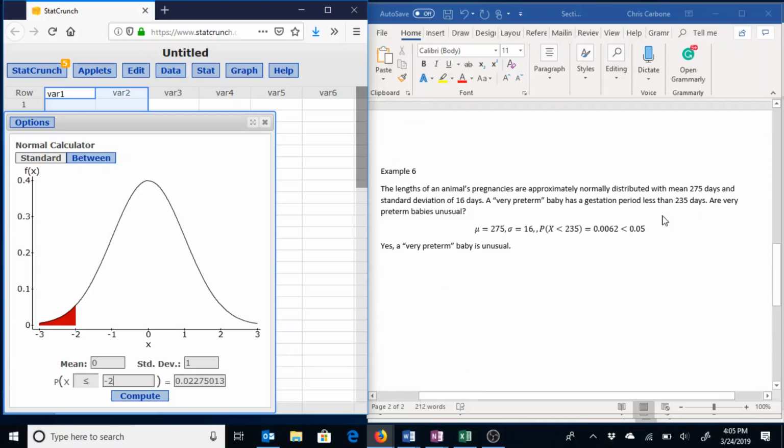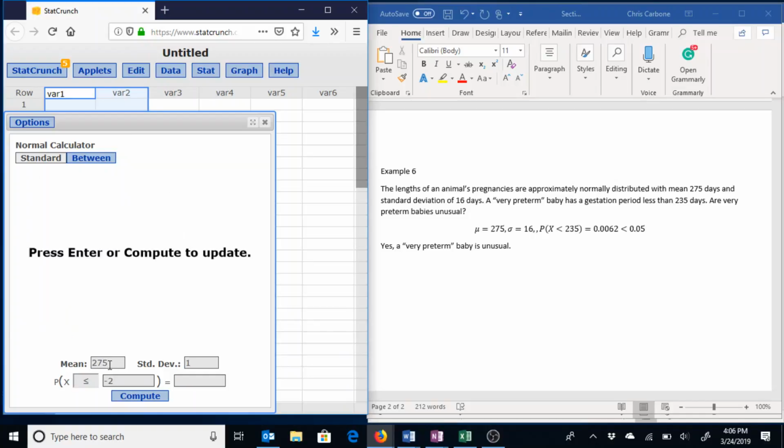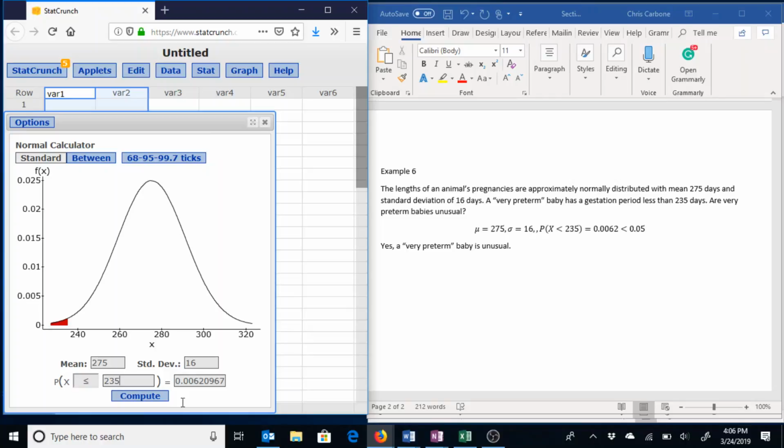And then finally, for example number 6, this uses a mean of 275 and a standard deviation of 16. And we want this to have a less than 235. So less than 235. That will give us a probability of 0.0062, which, as we said during class, is indeed less than 5%. So yes, a very preterm baby is indeed considered unusual for this case.